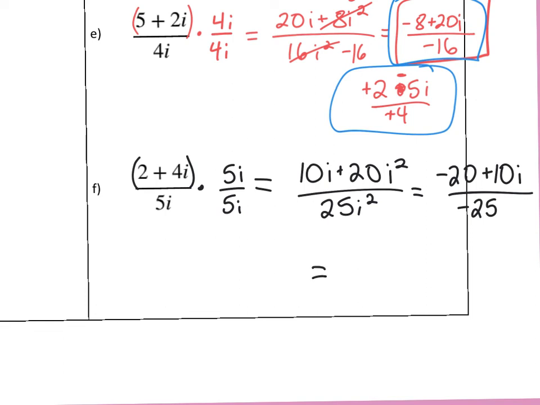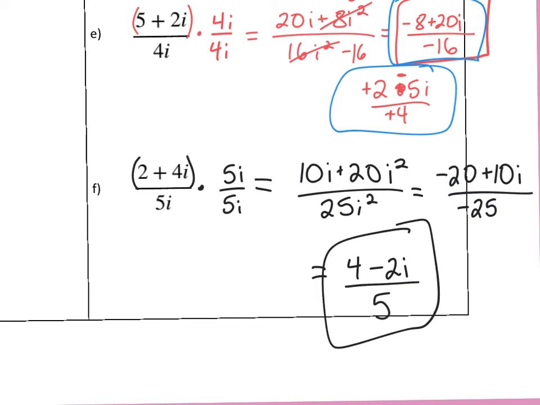Will this simplify? Yes. If you see that, awesome. What can I pull out? 5 or even a negative 5. So negative 20 divided by negative 5, 4. 10 divided by negative 5, negative 2i. And then negative 25 divided by negative 5, 5. Okay. Questions on those?